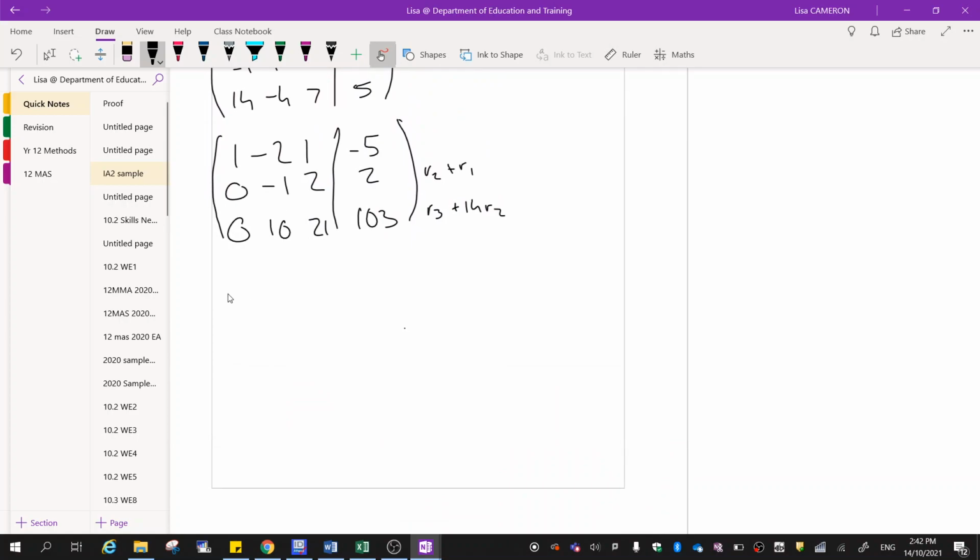So for our next step, we're going to keep row 1 the same again: 1, -2, 1, -5. Row 2, we're going to keep the same: 0, -1, 2, 2, and row 3, we're going to do row 3 plus 10 times row 2. So this is all focusing on getting rid of those numbers to get the zeros, because that's what reduced row echelon form is asking for.